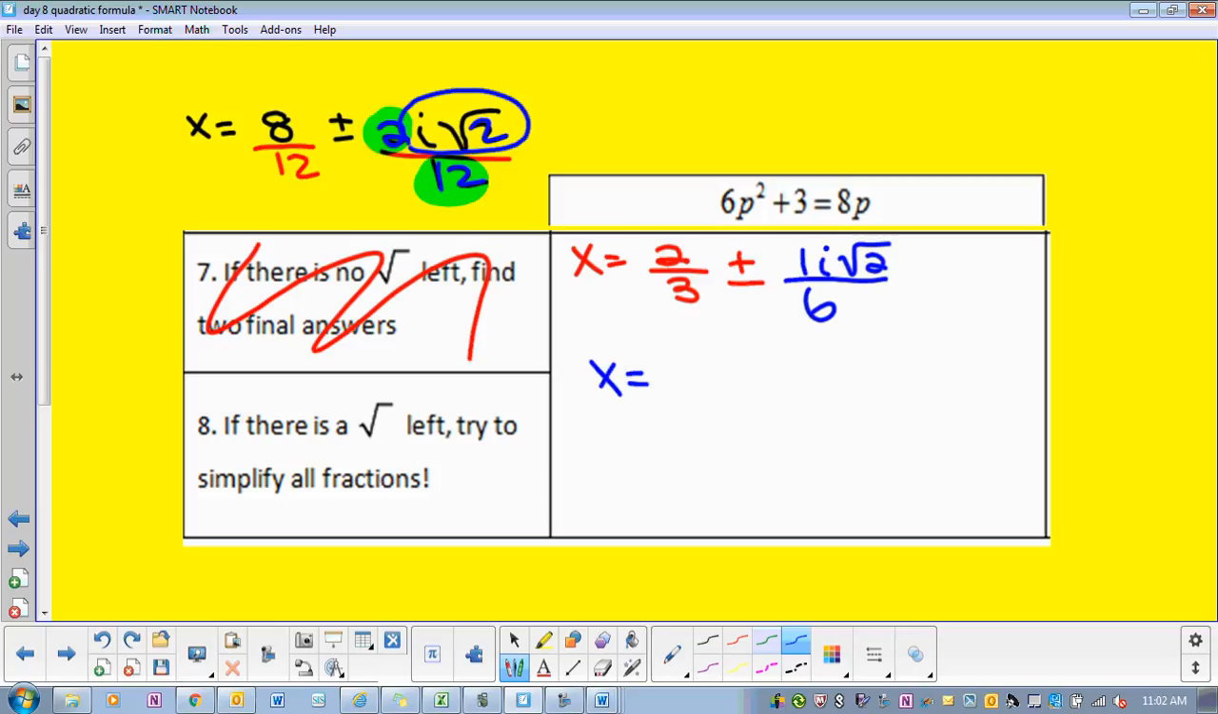No, I mean, you can leave it like this. You could say 2/3 plus or minus. Do I need to put the 1 in front of the i? No. The i root 2 over 6. And here we go.